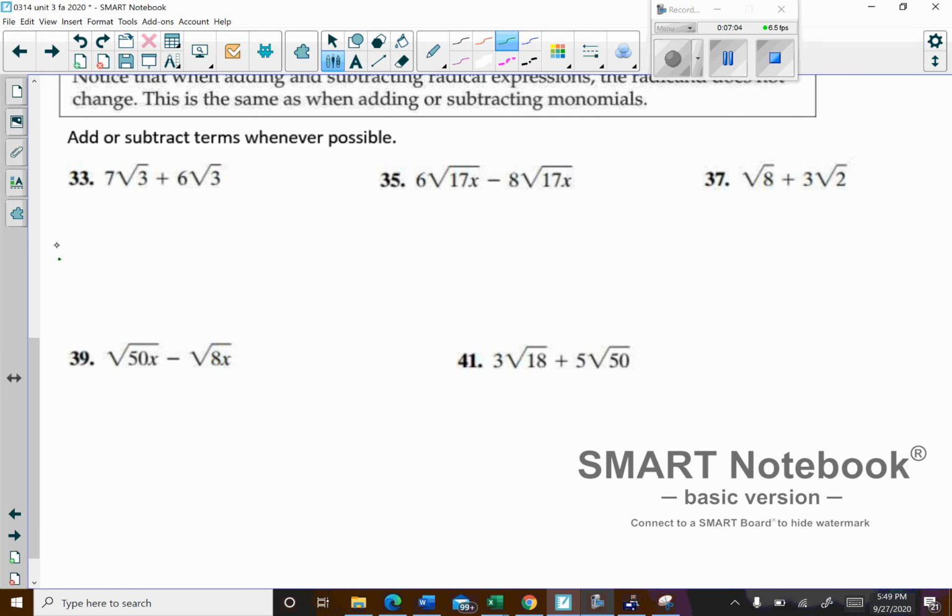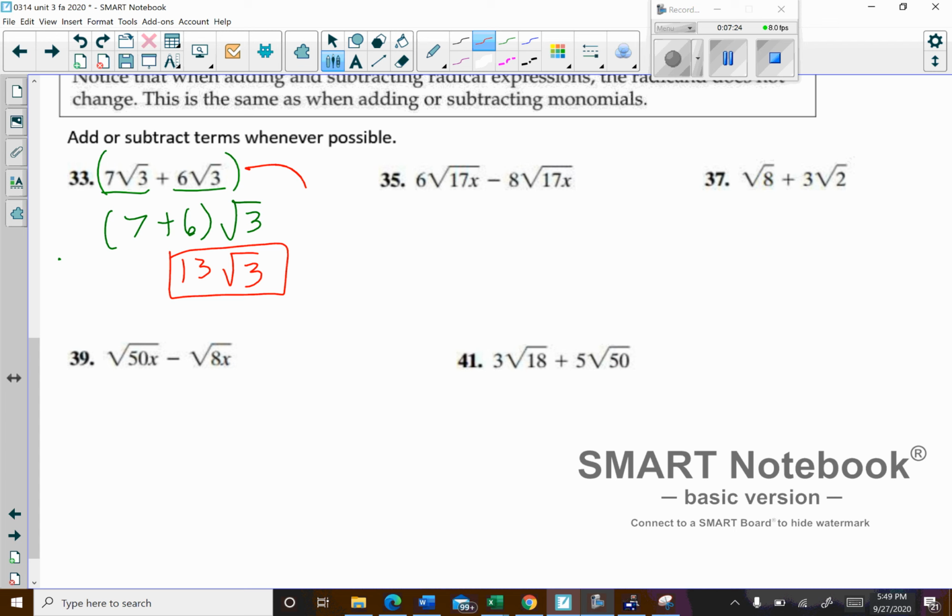So looking at this first one, I've got 7 square roots of 3, and I'm getting 6 more square roots of 3. And if you want to, you can factor out the radical if you'd like, so that you can focus on, okay, 7 plus 6 is 13, and then square root of 3. Now, if you go directly here, that's fine. I don't have a problem with that. I'm going to go ahead and factor out the radical, but if you feel comfortable going from here to here, that's fine. But I'm going to take that extra step, and so you just decide what's right for you.